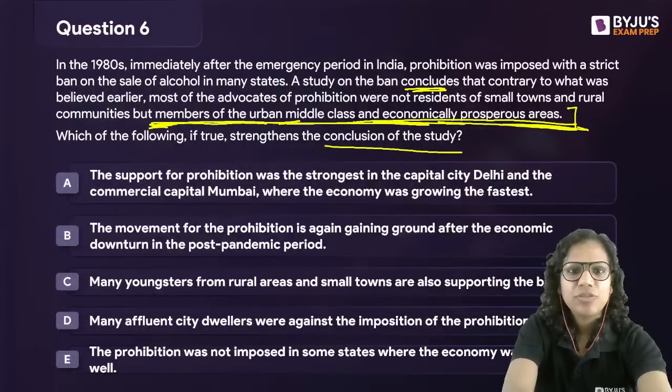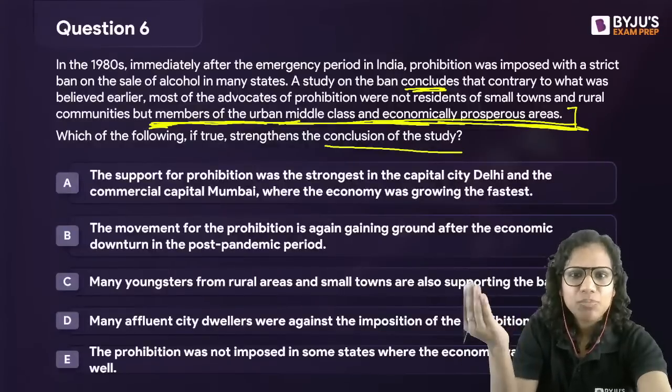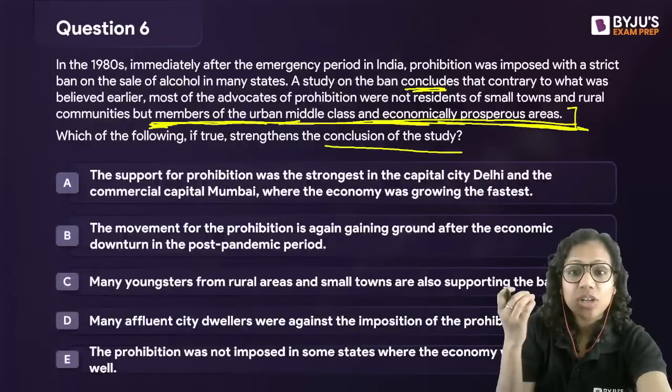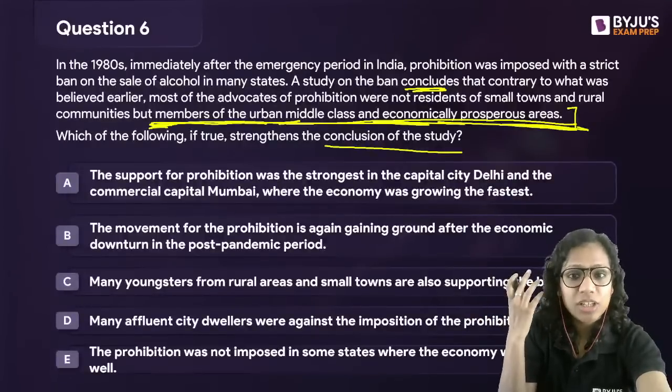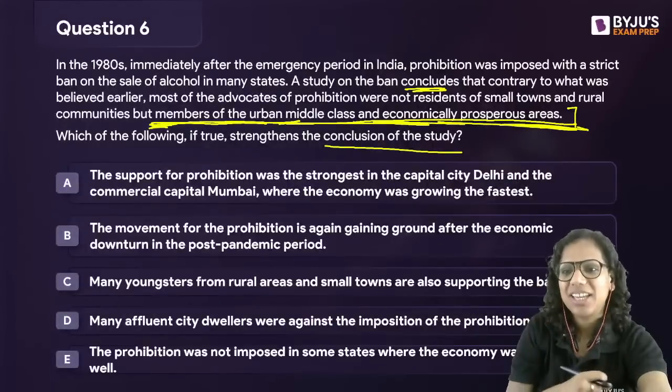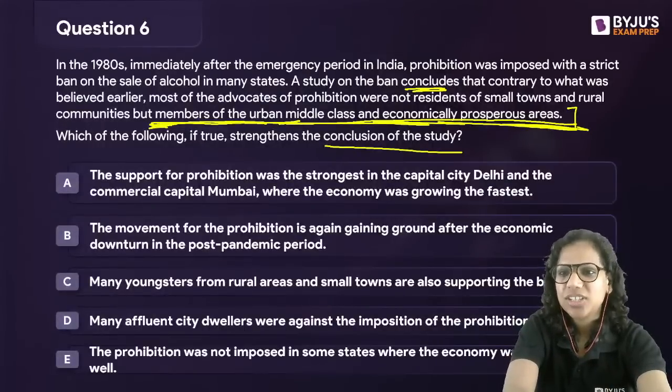When we look at Mumbai, Delhi, big cities, urban areas, the economy is growing the fastest there. So the economically prosperous areas, the support for the ban came from there, right? Good. I think most of you have said A here. Excellent, excellent. Okay. Any other option that confused you?